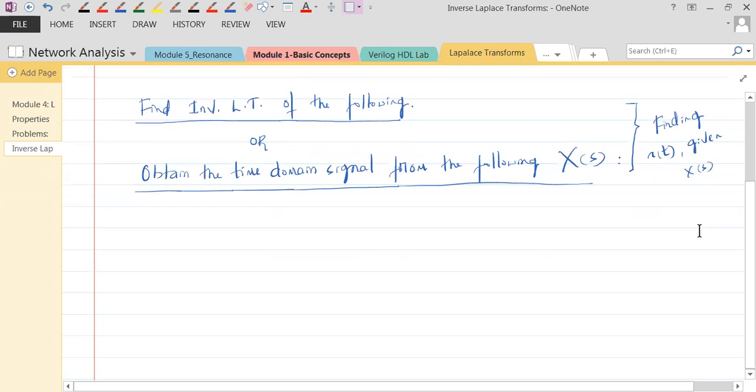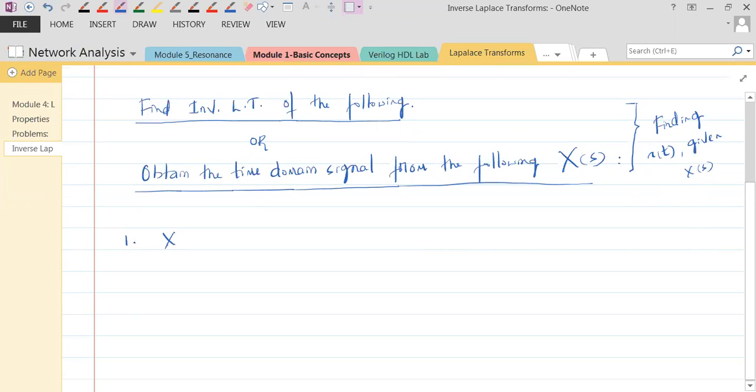Understand that? So the first x of s that they have given is this. Copy this down, everybody: 2s plus 4 divided by s square plus 4s plus 3.